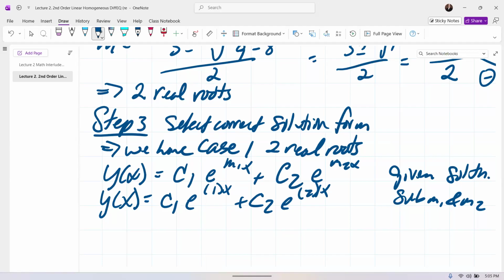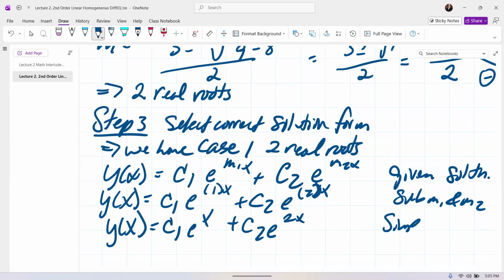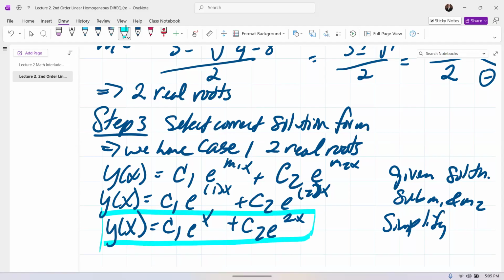Okay, that's not a division sign, that's parentheses. Okay. And now we could clean this up. Y of x equals c1e to the x plus c2e to the 2x. That's just simplifying all of that. And that then is our solution. Great. So we should probably put a box around this to show how important this is. All right. Ta-da! We got a solution.